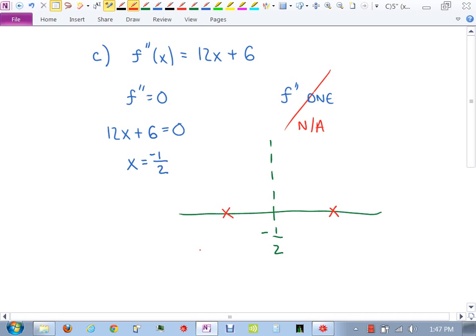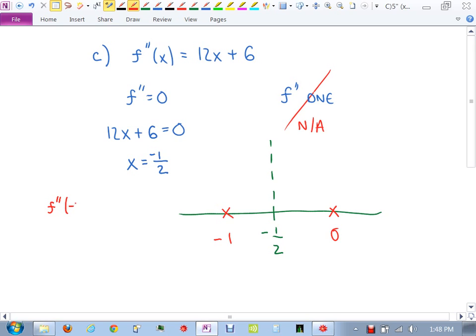What's a good number to the left of negative 1/2? Negative 1? What's a good number to the right of negative 1/2? 0 or 1 or 2 or 3 or pi or e. Doesn't matter, any number, right? But try and pick something that you think is going to be easy to plug in. Now, where am I going to plug these in? Into the second derivative. Because remember, the second derivative tells you if you're smiling or frowning.